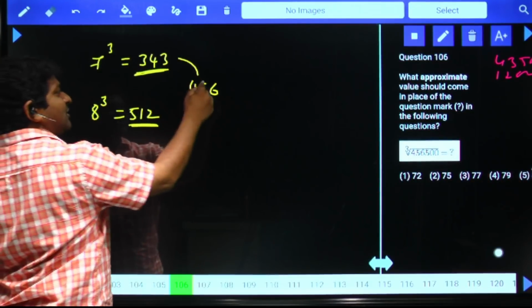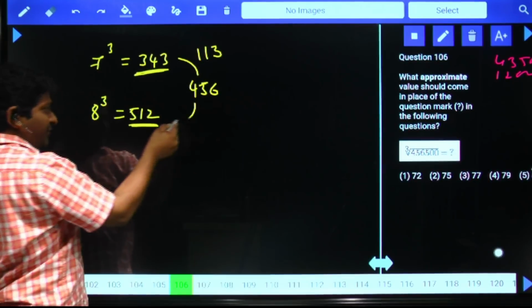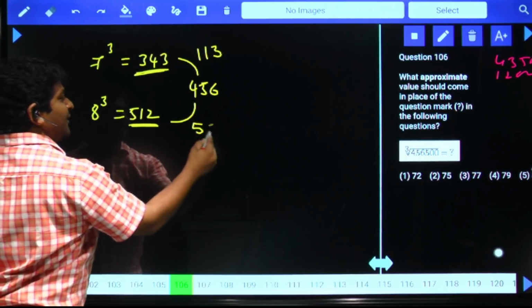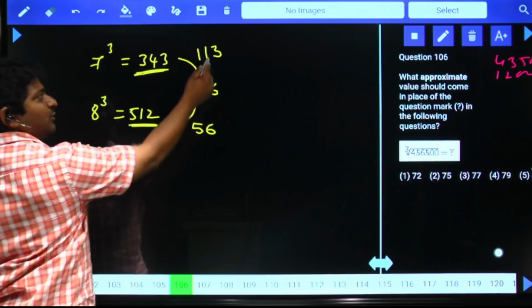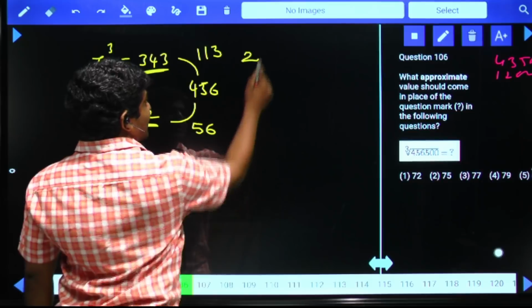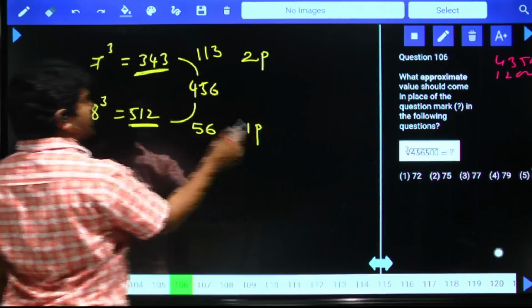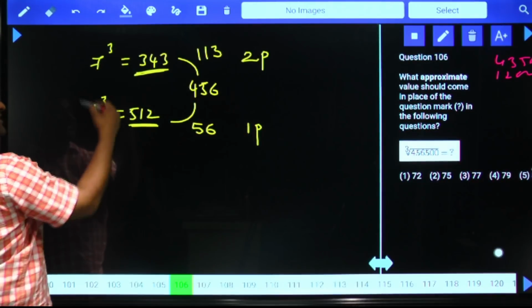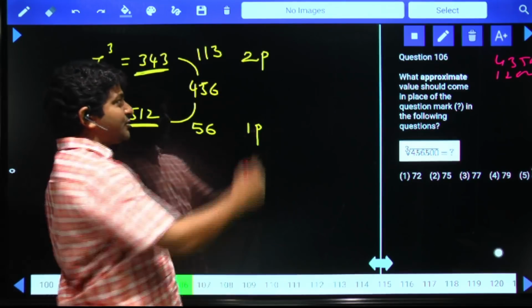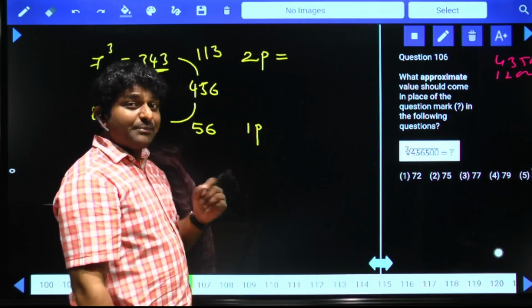The difference between these two numbers is 113. The difference between these two numbers is 56. 56 2 times is 112, and here you have a little bit more than that. So these two are in the ratio 2:1. Hence it is 2 parts and this is 1 part. Sum is 3 parts. Now the difference between 7 and 8 is divided in the ratio 2:1. Hence this must be 0.66 and this must be 0.33.